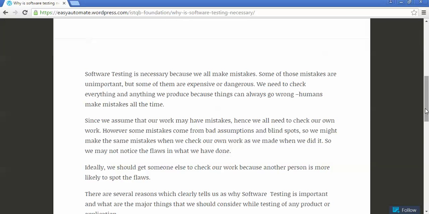You have noticed that if you are doing some work, sometimes you cannot catch your own mistakes because you made that mistake. But if some other person is reviewing your work, he can catch those mistakes. So ideally we should get someone else to check our work because another person is more likely to spot the flaws. Okay.